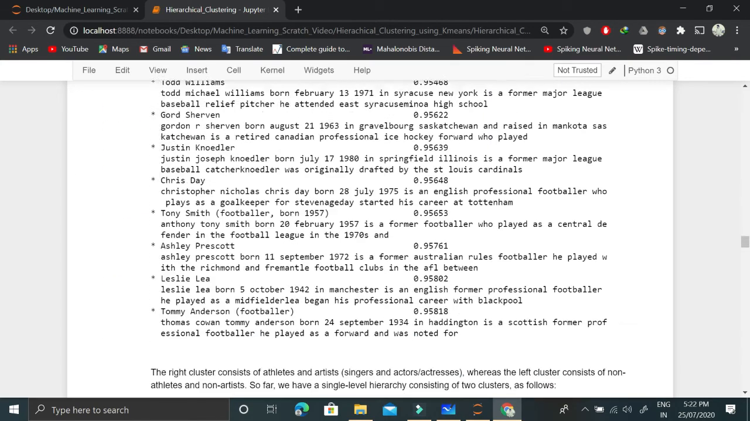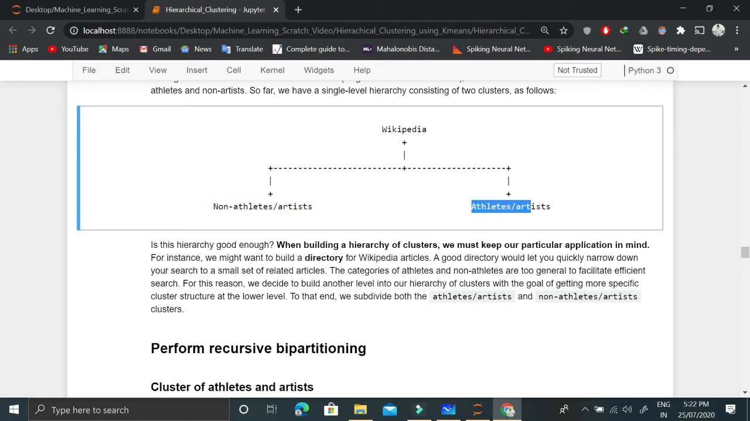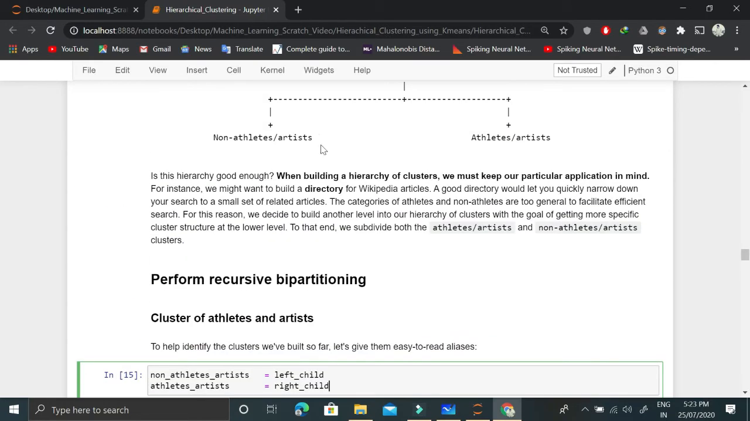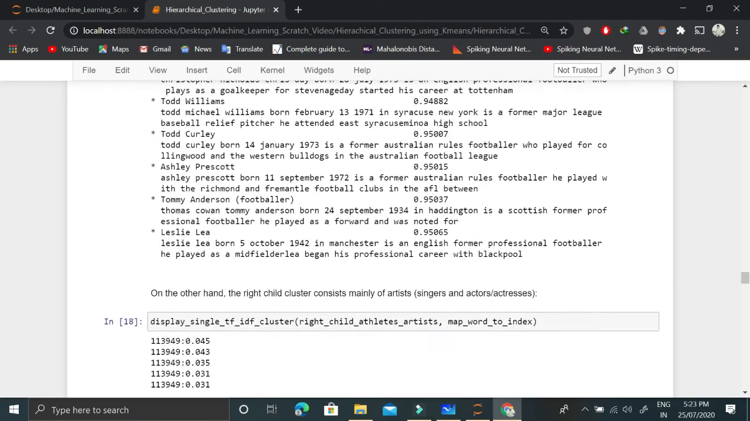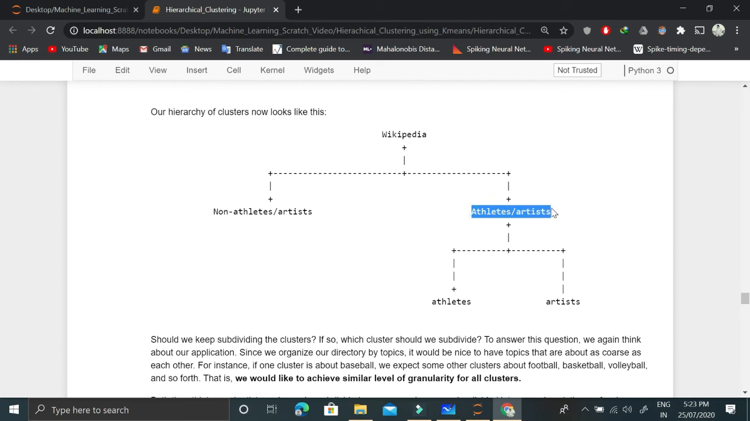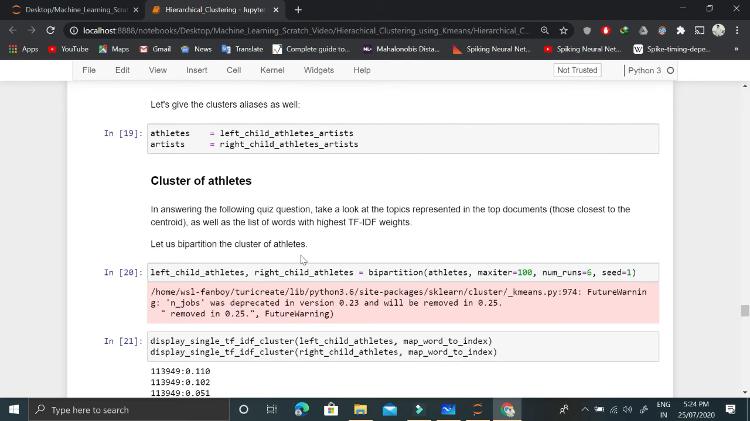In this way, once we look at it, we find out that in this example, given the whole set of Wikipedia articles for clustering, one of the clusters is non-athletes, such as artists, and the second cluster is actually athletes. So in this recursive bipartitioning, we take one of the children, or one of the clusters, and we further divide it into different clusters and analyze those documents also. So this cluster was further divided into athletes and artists. Now this thing goes on again and again, and this interpretation is usually not easy all the time.